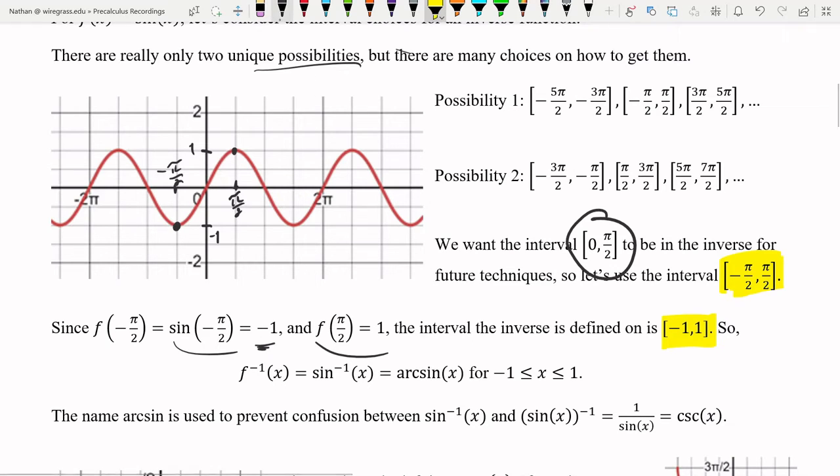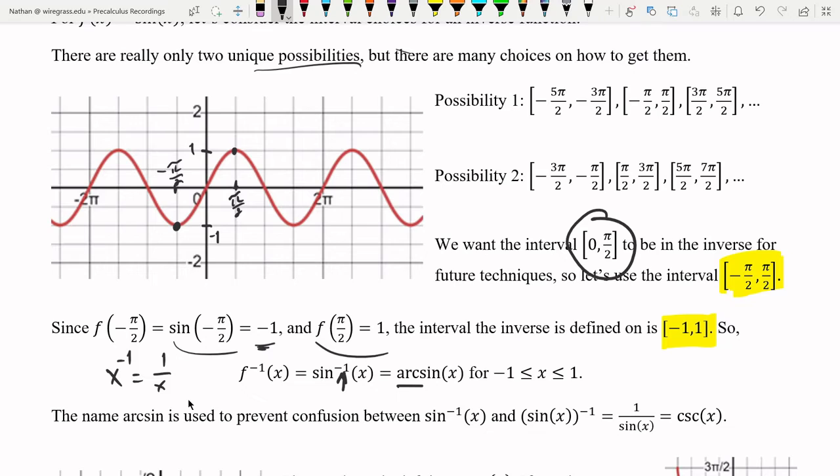Now, this is going to be a common thing you're going to see in all the inverse functions for trig. We're going to see this arc word in front of it. That's because this inverse sine is not the negative 1 power, like, for instance, x to the negative 1 power is 1 over x.